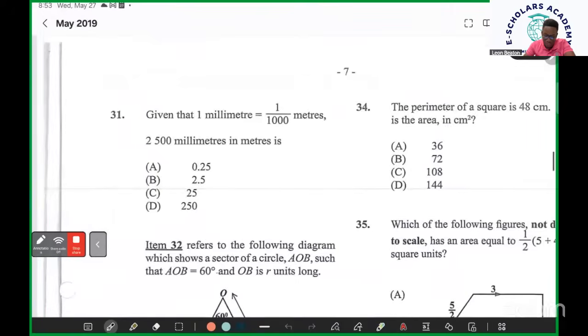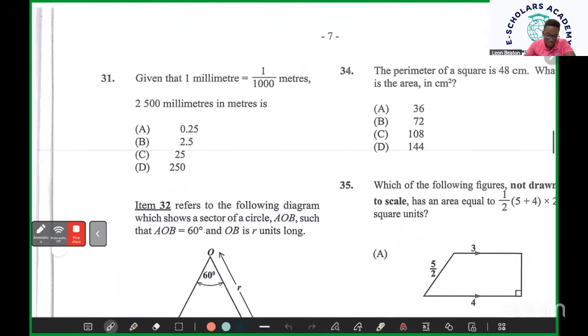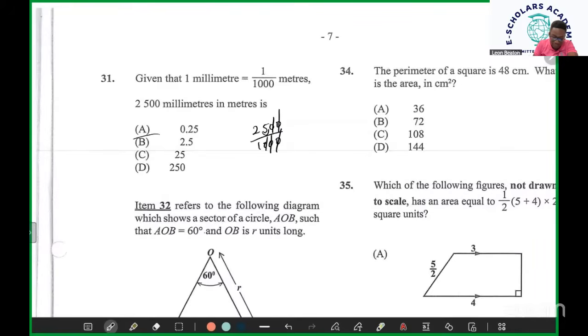Let's go, measurement now. Given that 1 millimeter is equal to 1 over 1,000 meters, 2,500 millimeters is 2,500 divided by 1,000. There's 0 go there, there's 0 go there, so 2.5, which is B.